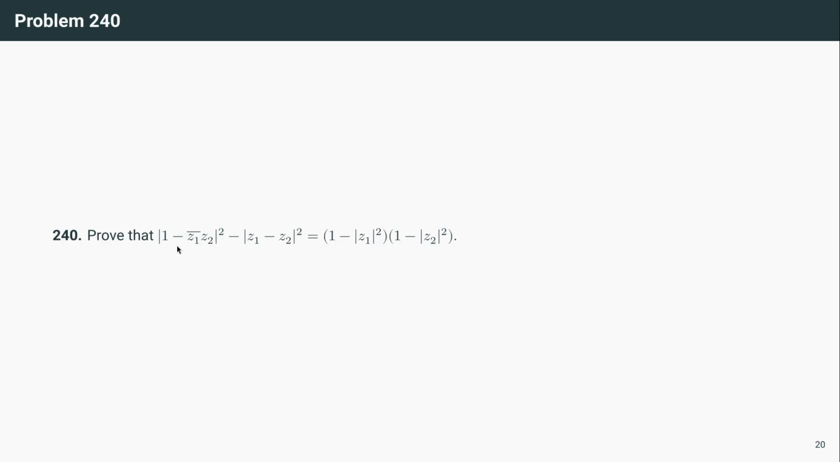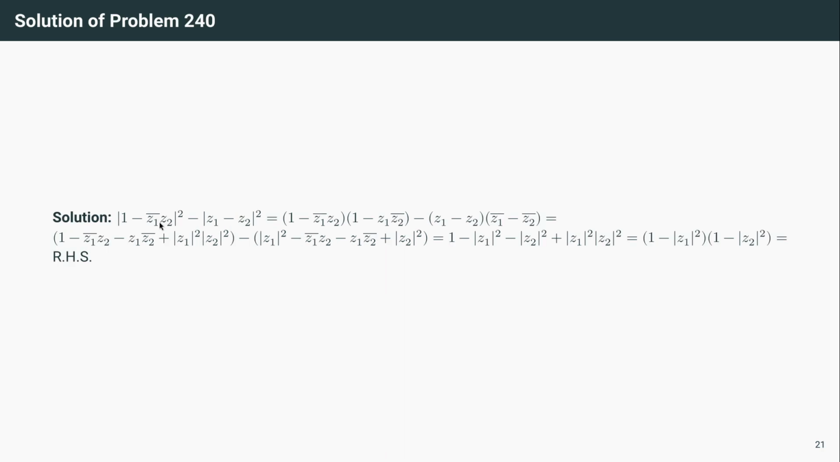Question 240 says that prove that |1 - z1 bar z2|² - |z1 - z2|² = (1 - |z1|²)(1 - |z2|²). So again we use the identity |z|² = z z bar. So from the left hand side we have (1 - z1 bar z2)(1 - z1 z2 bar). And the second term would be (z1 - z2)(z1 bar - z2 bar). So from this we have 1 - z1 bar z2 - z1 z2 bar + |z1|²|z2|².